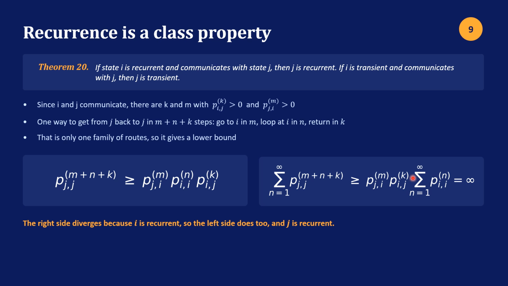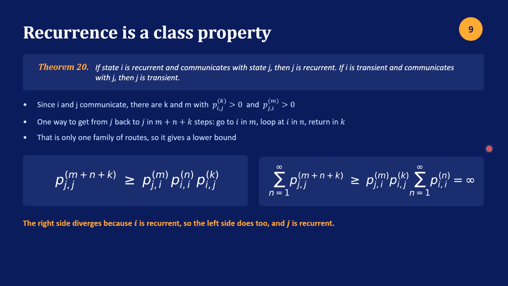And since I is recurrent, this sum is infinite, which means there's an infinite number of ways of returning from J going back to J, which implies state J is also recurrent. Okay, so that proves the first part.